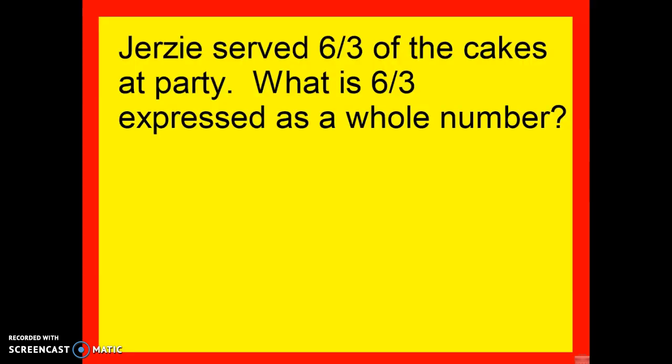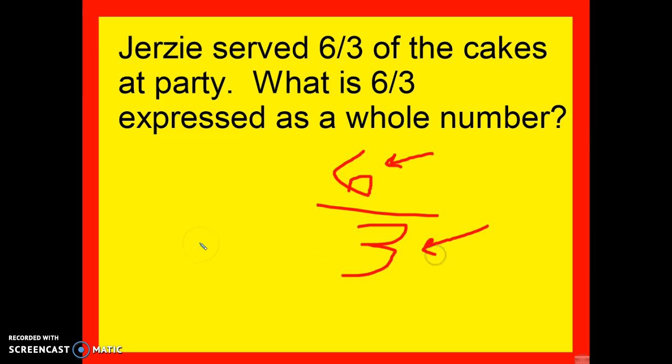Okay, let's get started. Our first problem has to do with serving cakes. This one says, Jersey served 6/3 of the cakes at a party, and what is 6/3 expressed as a whole number? Another way to write fractions is 6/3. And the easiest way to do this, like you've learned in the lower levels, is all you need to do is divide the numerator by the denominator. So 6 divided by 3 equals 2. And that also shows you that 6/3 expressed as a whole number is 2.